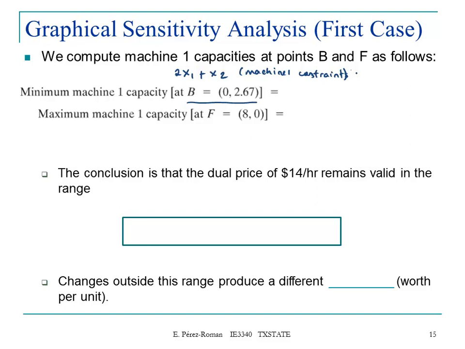Okay, so the minimum capacity at that point will be 2 times 0 plus 2.67, and that is equal to 2.67 hours. On the right corner, F, the coordinates of F are 8 and 0. So the maximum capacity of machine 1 will be 2 times 8 plus 0, and that will be equal to 16 hours.